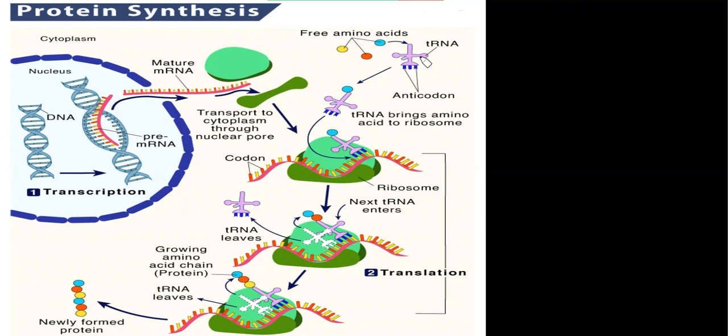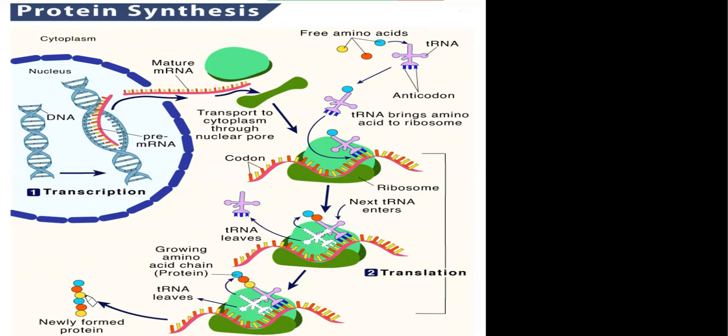Then we can see that we have transfer RNA carrying amino acids. We've got free amino acids here in the cytoplasm. So a transfer RNA comes and picks one up, brings it to the ribosome. Then another transfer RNA comes with another amino acid. It links, then leaves again to fetch another amino acid. Then the third transfer RNA brings another amino acid. Again, it attaches, and after being attached to the next one, it leaves. It goes on like that until we have a newly formed protein, a long chain of amino acids connected together.